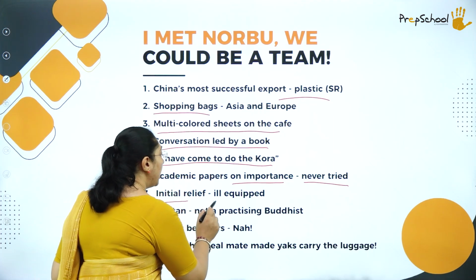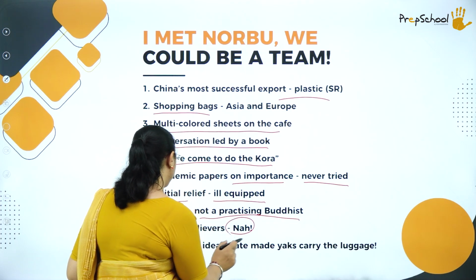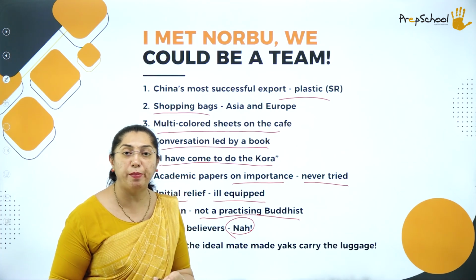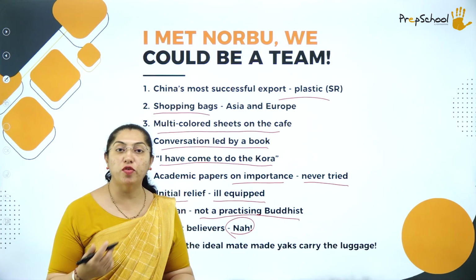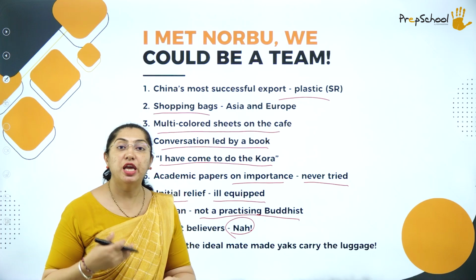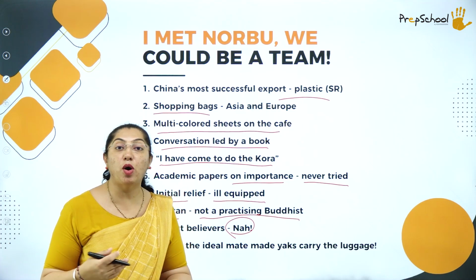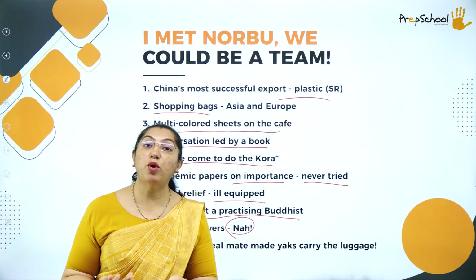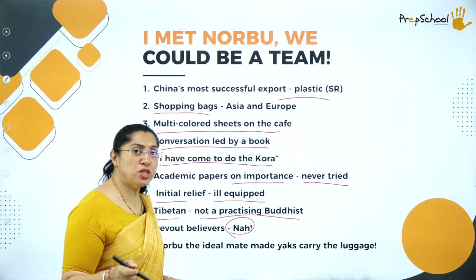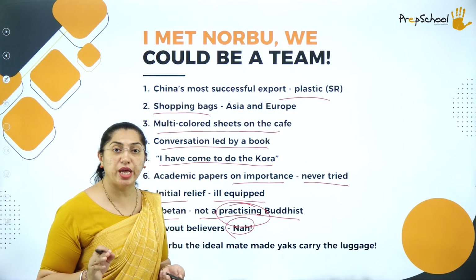So, initial relief, ill-equipped. It was a Tibetan, not a practicing Buddhist. It was Norba. So Norba is a person who, when he was reading the book, this conversation happens between the narrator and the Tibetan person. He also says that he has come for the first time to go on the pilgrimage. He also wants to give it a try, but here the narrator wanted to go along with people who know about Buddhism, who know about religious things. He wanted to travel along with them, but this fellow Norba was a Buddhist, but he was not practicing anything. He was just writing and reading the books. That is what he has done.